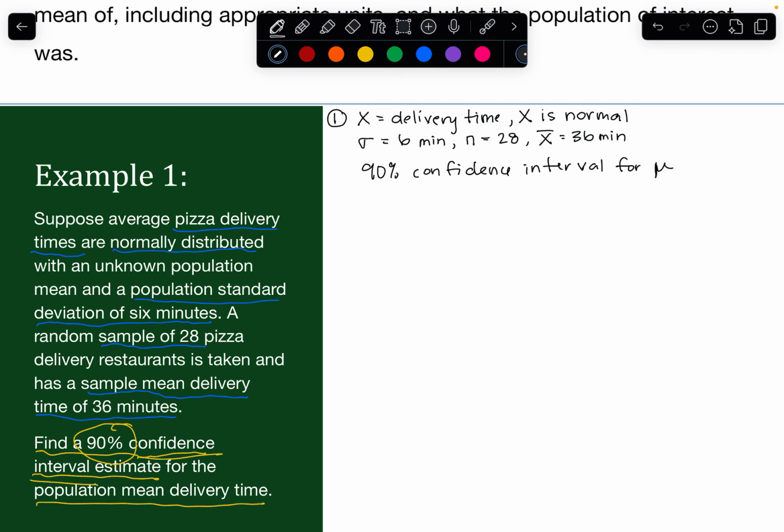Now that I've summarized, my next step is the plan. So I'm going to state what I'm doing. And I know for means, the first thing I do is ask myself, do I know the population standard deviation? And the answer is yes. They gave it right here. 6 minutes. If I know the population standard deviation, this is a z interval for the mean.